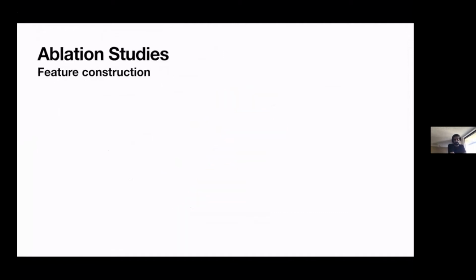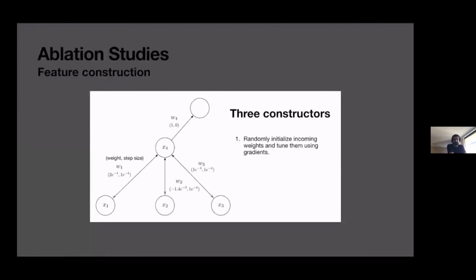Now, we should also do some evaluation studies. I'm constructing these features using a very specific algorithm by minimizing the residual error. How can we compare it to other methods, for example, random feature construction? So I'm going to compare this to 3 other methods. One is the one I talked about: you randomly initialize incoming weights and you tune them using gradient. The second is you initialize incoming weights to a fixed value, so no randomness, but you still tune them using gradient. And the third is that you randomly initialize them, but you do not tune them with gradients.